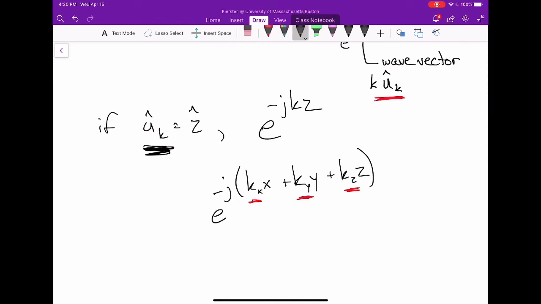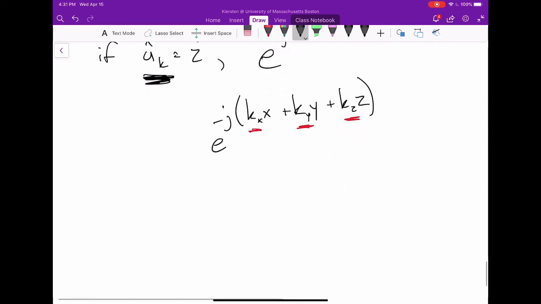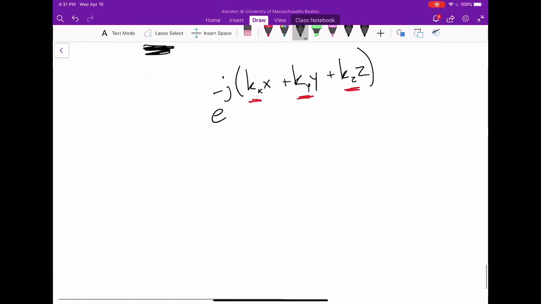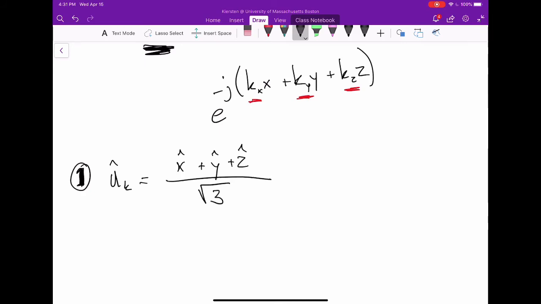Let's do an example about this. It's really nice because this dot product formulation lets you specify plane waves in whatever direction you want. So let's specify a plane wave in whatever direction we want. I'm going to choose a unit vector, and it is not allowed to be along any of the primary axes. So I'm going to say u sub k is equal to x hat plus y hat plus z hat, and then I need to make it a unit vector, so I'm going to divide by √3.